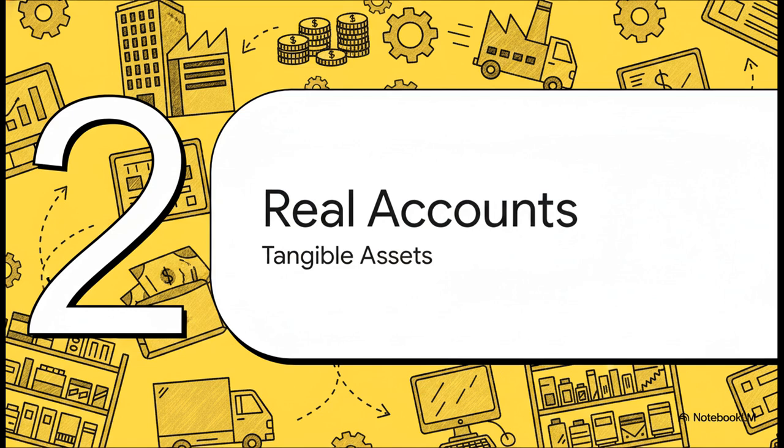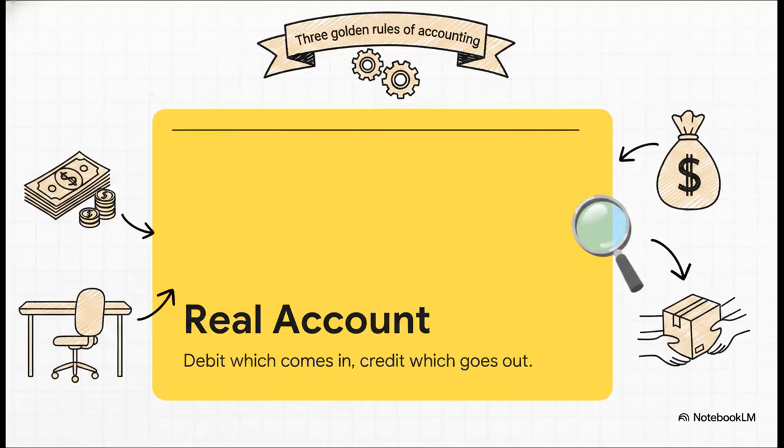Moving right along to Section 2, real accounts, tangible assets. Okay, so the absolute crucial point here is the definition of the real account rule. Debit what comes in, credit what goes out. It really is that simple. This rule governs the tangible things your business can physically touch, stuff like the cash in your register or the furniture in your office. If the business receives it, boom, you debit it. If the business gives it away or it leaves the premises, you credit it.